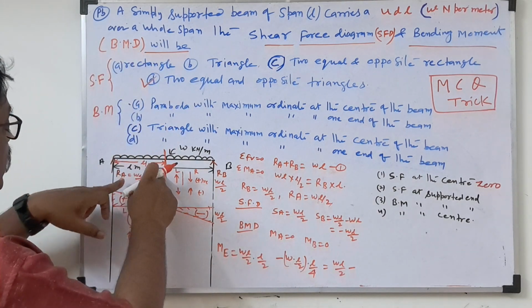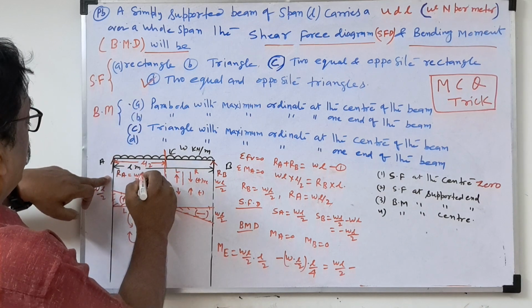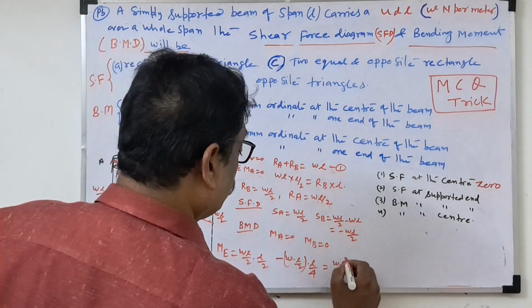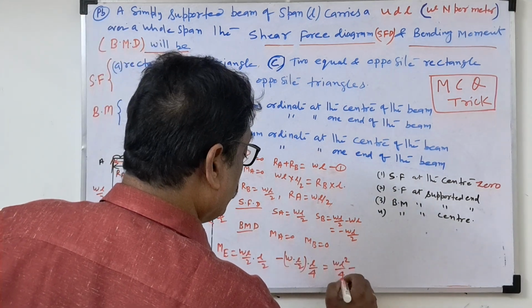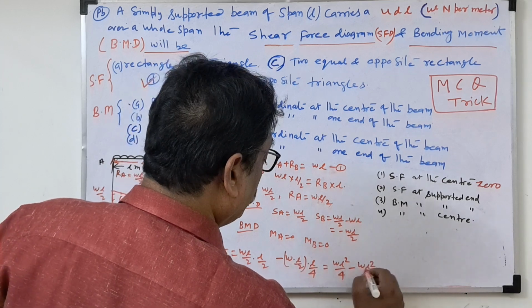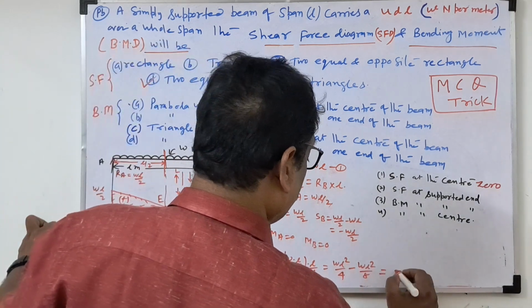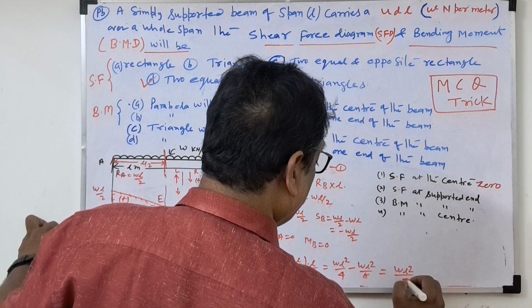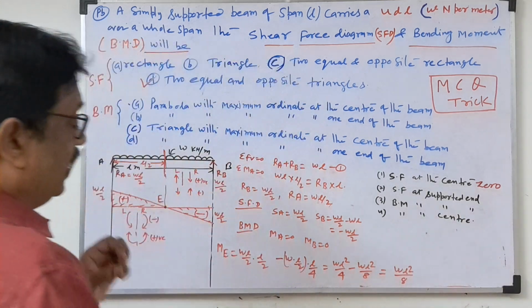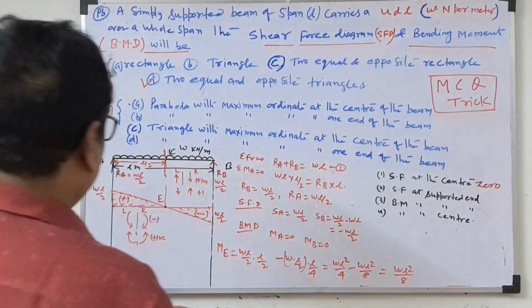So once we take the moment about E, force into perpendicular distance. So WL by 2, this is force and length is L by 2. So what is coming? WL square by 4 minus WL square by 8. If you calculate this, 8 not 2, 4. So WL square by 8 will come. So what bending moment is coming? WL square by 8. So we'll draw the diagram here.